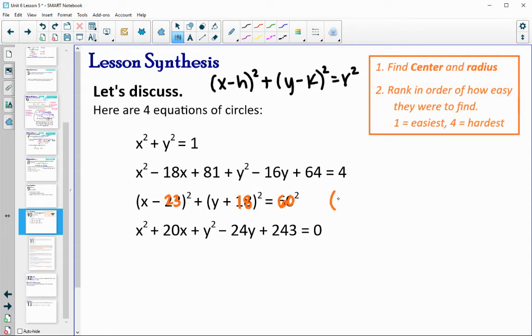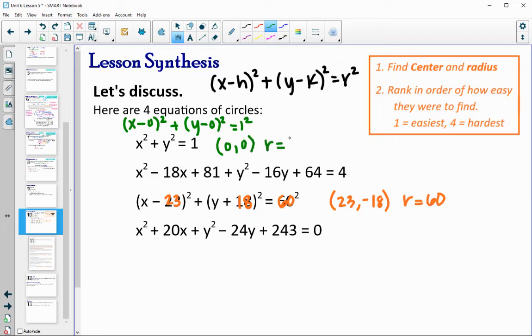So the center would be 23, negative 18, since this is a plus, and then the radius squared. They're giving you the radius, 60. This one is written pretty similar to that. It's just that you need to recognize that x is the same as x minus 0, and that y is the same as y minus 0, and that 1 is 1 squared. So this one is giving you a center of (0, 0) and a radius of 1.